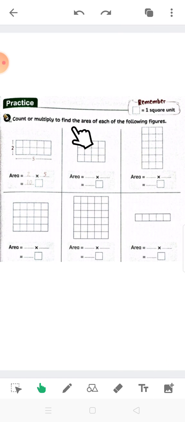One more time. Here we have count or multiply to find the area of each of the following. Okay? He wants me to use the multiply method. Rows by columns, or rows by how many in each row. Okay, so I've got 2 rows by how many columns? 5. 2 times 5 equals 10.